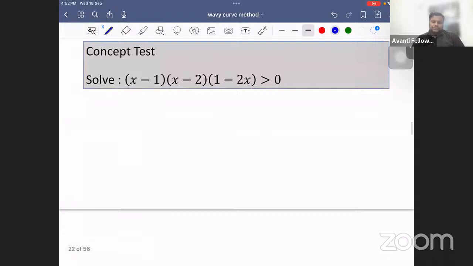Solve this one. x minus 1, x minus 2, 1 minus 2x more than or equal to 0.